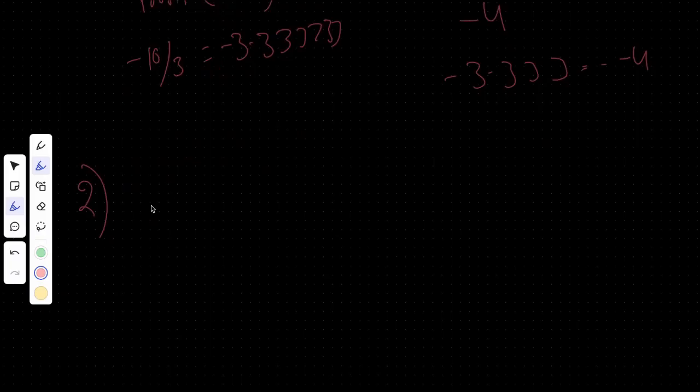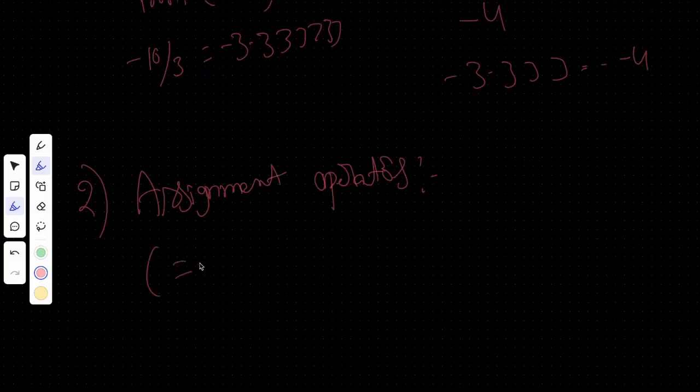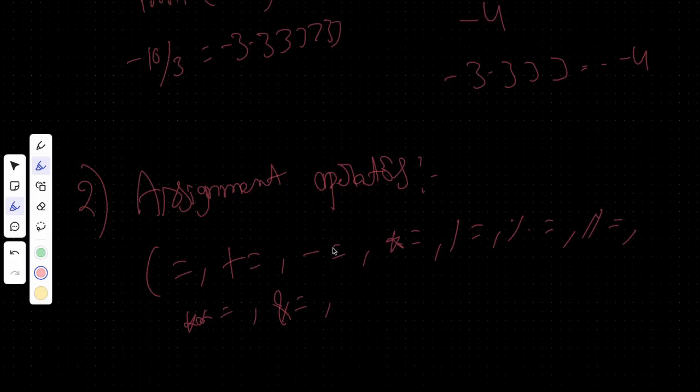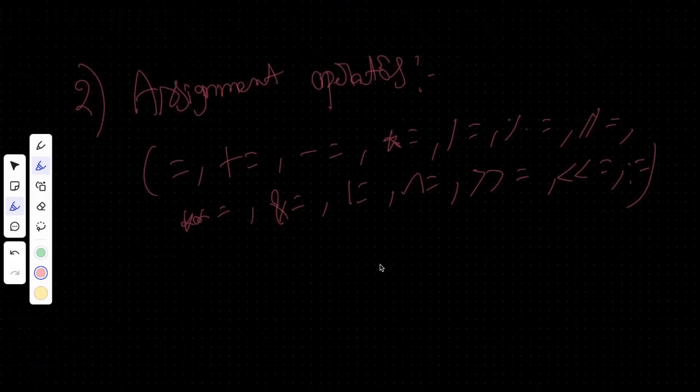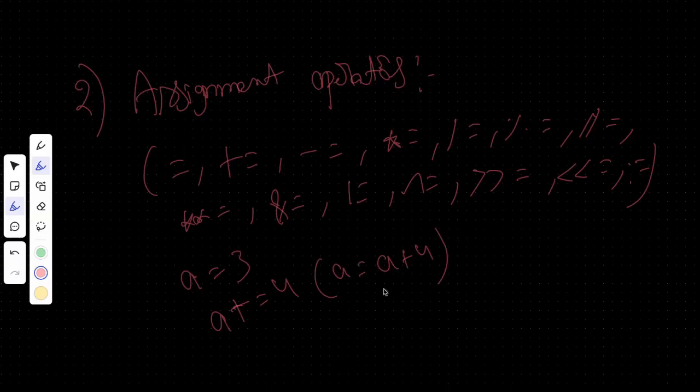And next, assignment operators. Assignment operators are used to assign values to variables, and we have equal to, plus equal to, minus equal to, multiplication equal to, division equal to, modulus equal to, floor division equal to, exponentiation equal to, ampersand equal to. These are all assignment operators. You can try it out. You can declare two variables and assign these values. For example, plus equal to: a equal to 3 and a plus equal to 4. That means a equals a plus 4. The value of a is 3, right? 3 plus 4 equals 7. The value 7 will be stored in variable a. In the same way you can try out all the assignment operators.